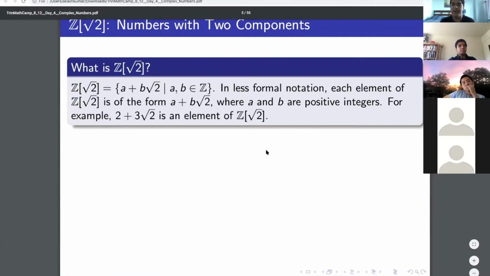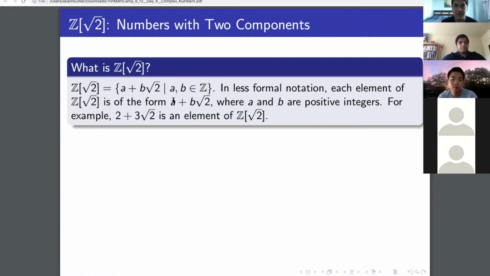And the reason that this number has 2 parts is you have a being the rational part, so that's just a pure integer, and then this is your irrational part, right? Multiples of root 2.